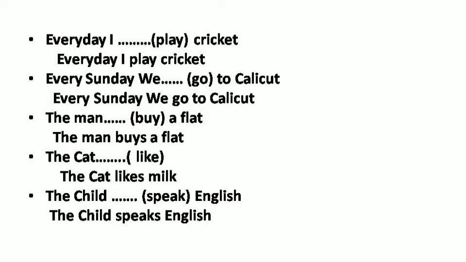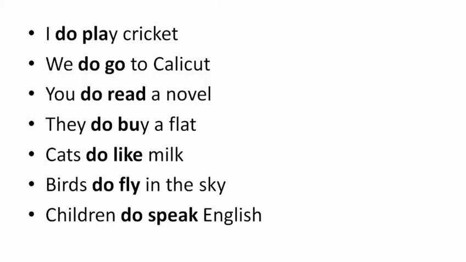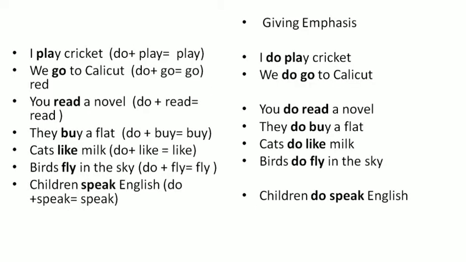The child dash speak English. The child is also a third person singular subject, so we have to add does along with speak. Thus it becomes the child speaks English. See these sentences. I play cricket. Do plus play here becomes play. Then to give emphasis we can say I do play cricket. Likewise, we go to Calicut. Do plus go here becomes we do go to Calicut. Likewise, you can read here, and you have to pause the video and understand these sentences very well.